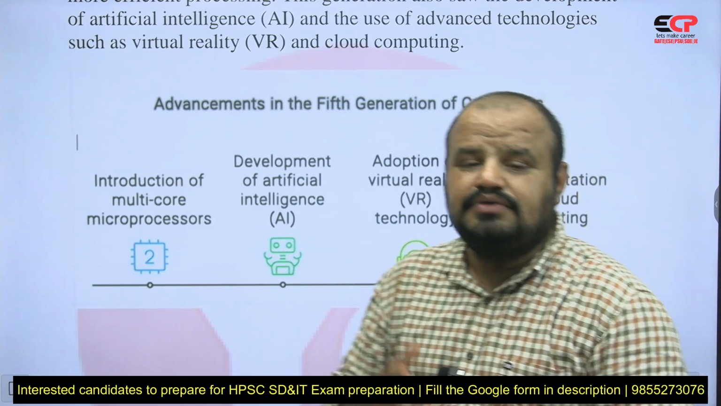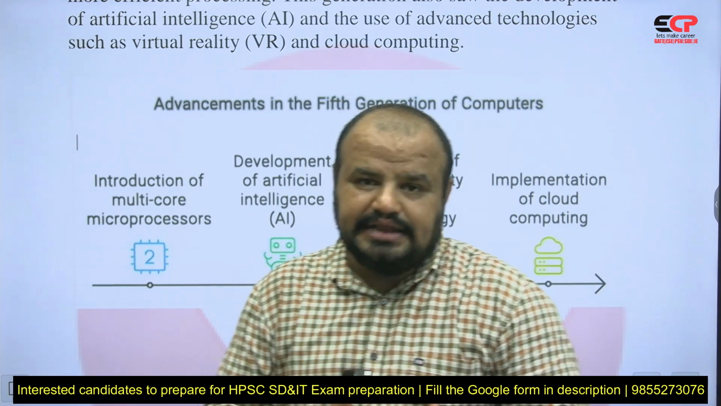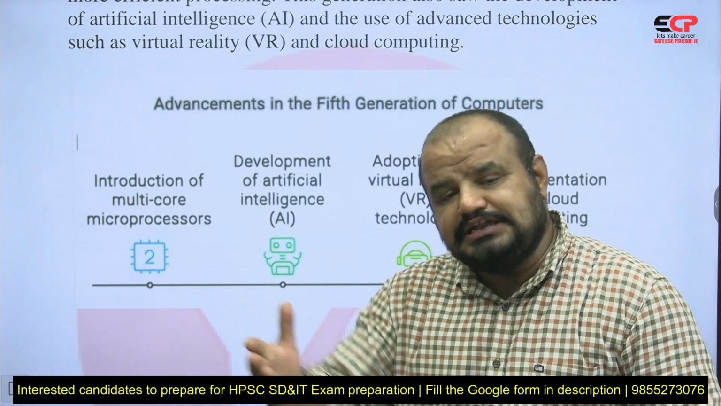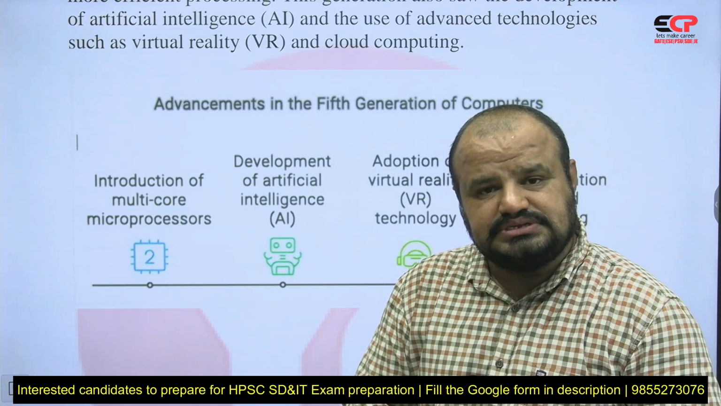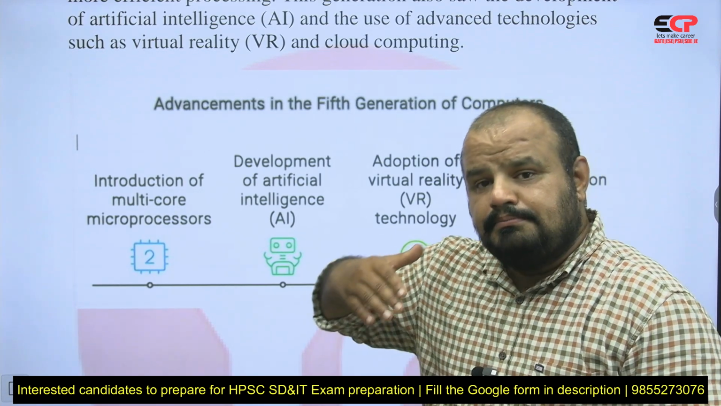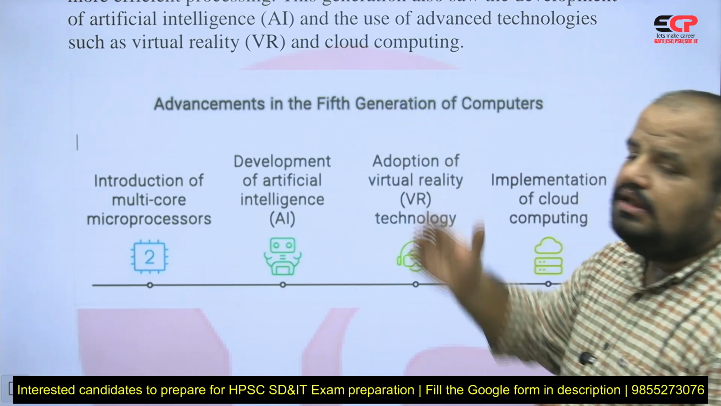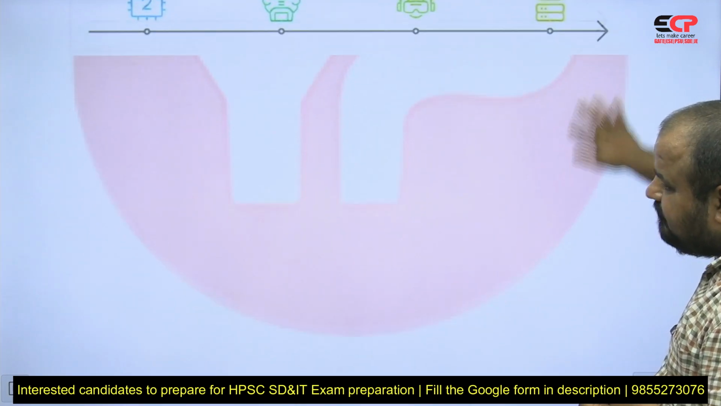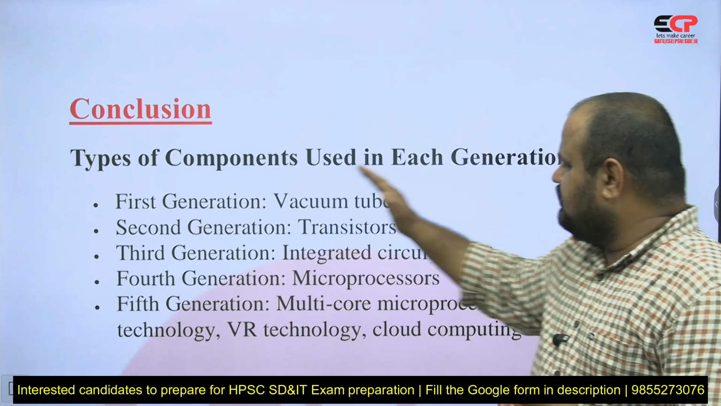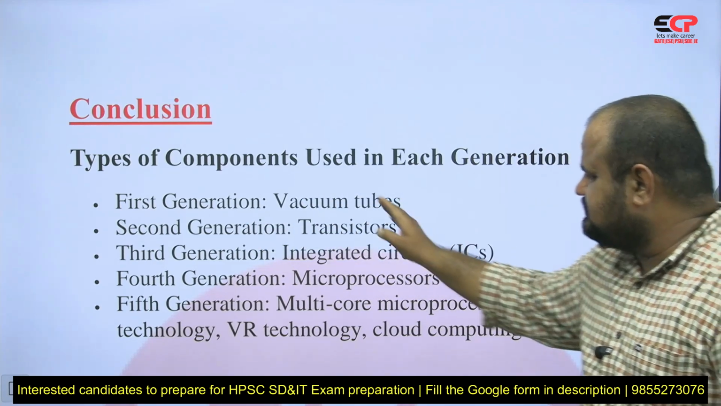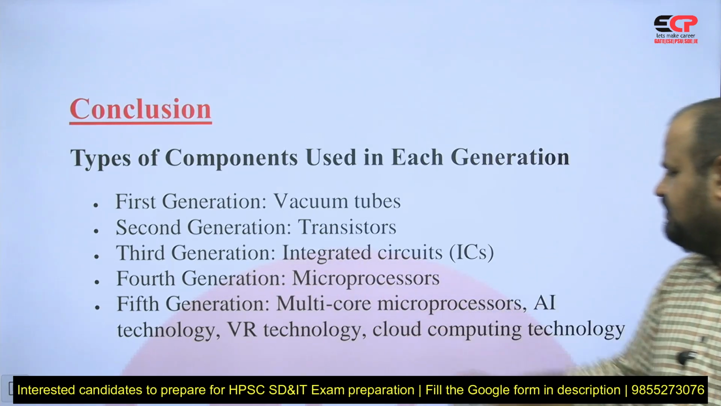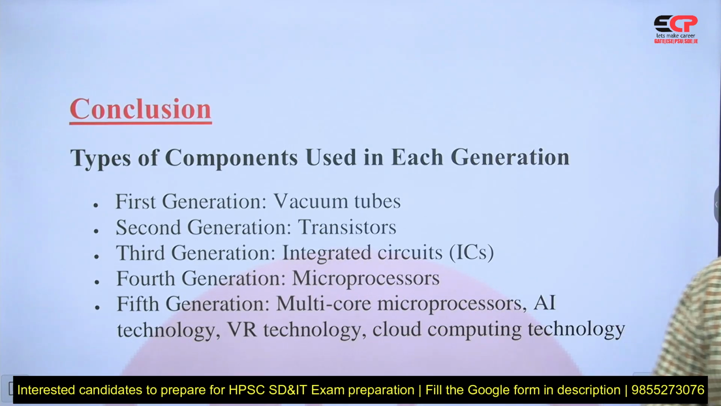In the first generation we use vacuum tubes, in the second generation we use transistors, in the third generation we use multiple transistors, that is ICs, in the fourth generation we use the microprocessor, and in the fifth generation we use microprocessors with multiple cores. So finally you have to write the conclusion part, the types of component used in each generation. First generation vacuum tube, second generation transistor, third generation integrated circuit, fourth generation microprocessor, and fifth generation multi-core microprocessors.